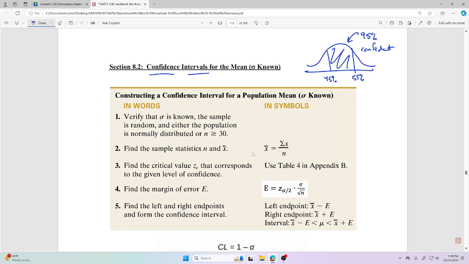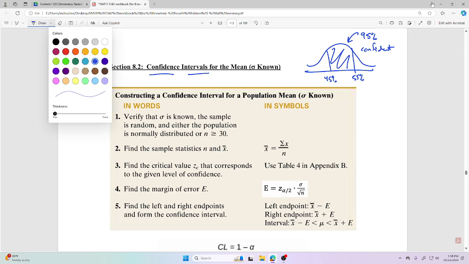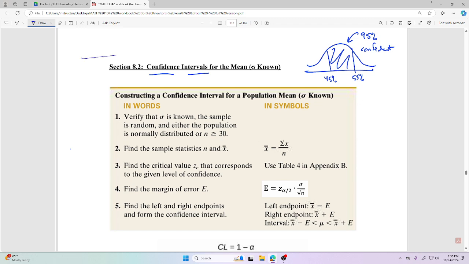But let's explore for a second different confidence levels. Let's say that I was only 90% confident. Yeah, I want to be 90% confident about my answer. Would that make my bell curve bigger or smaller? Would it make the area that I'm looking at bigger or smaller?